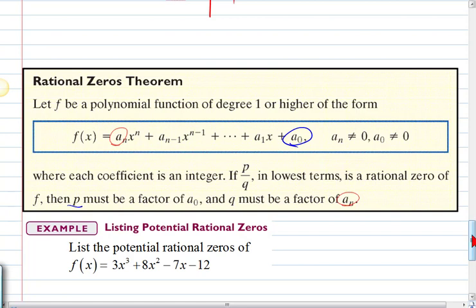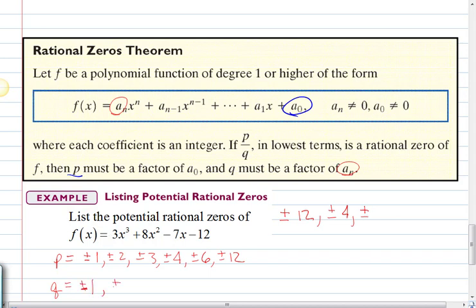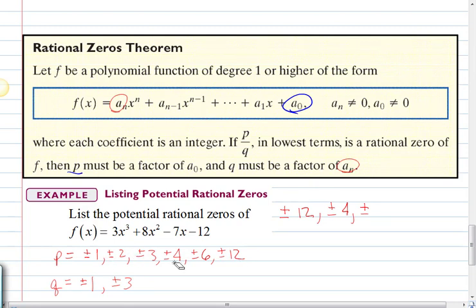On this problem, if we're asked to list the potential rational zeros of this polynomial, we're listing all of the factors of 12: 1, 2, 3, 4, 6, and 12. Q is going to be all factors of the leading coefficient, 3. If we like prime numbers, there's fewer choices. So I take each of these factors here, and I divide by each of these factors here, and those are all the possible rational roots.